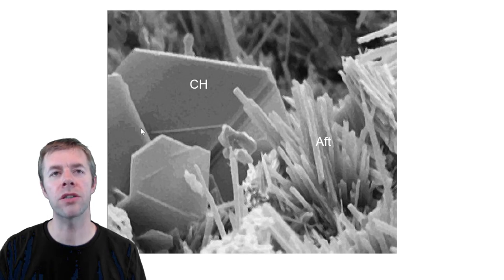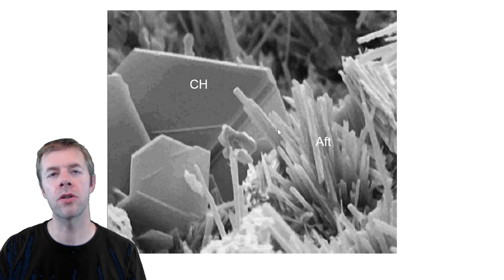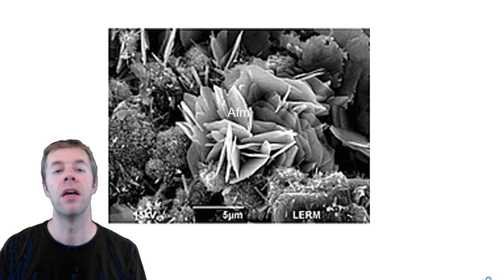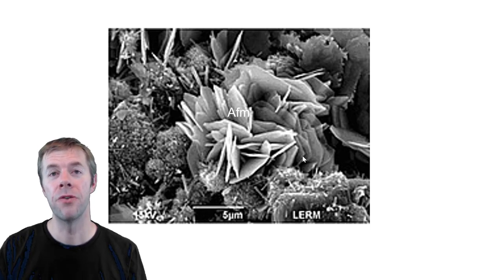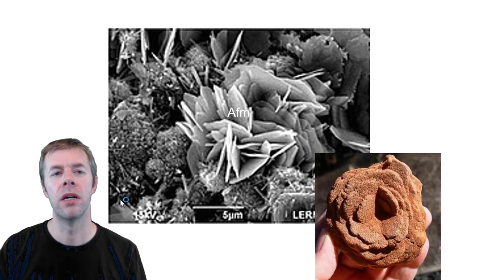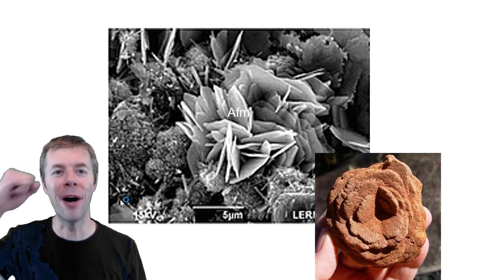Here's a calcium hydroxide crystal. This is in a void. So again, you can see the calcium hydroxide crystal grows and fills up that space. Now here's our AFM. See, looks kind of like a rose or like a flower. If you haven't seen a rose rock, here's one for you. It happens to be the state rock of Oklahoma. Go Oklahoma.